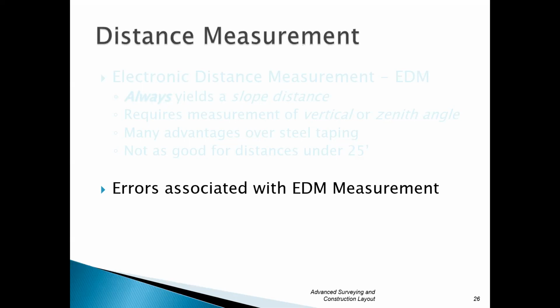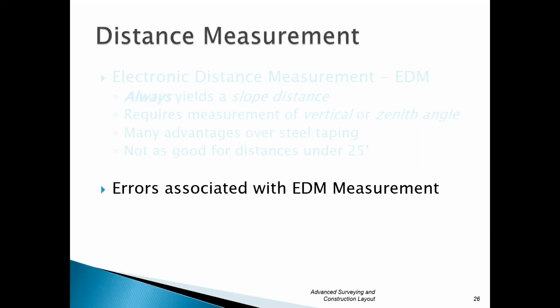Another type of error is called a reflector constant. So a reflector constant is set so that when the EDM hits the reflector, it's either offset by 30 millimeters or one way or the other. So in your instrument, you usually tell it how much your reflector constant is, and then it calculates the distance based on that. If you have the wrong reflector constant in, every time you measure that distance, you're going to either be plus or minus 30 millimeters. So that can be a huge problem.